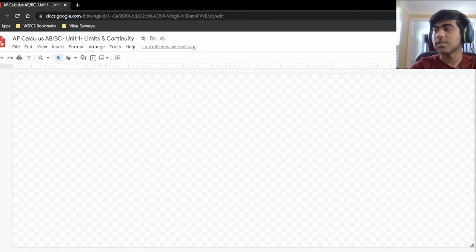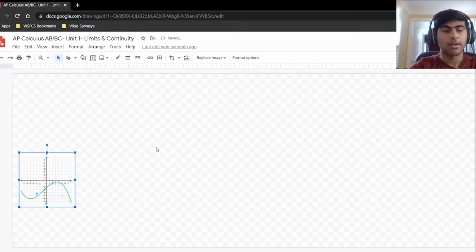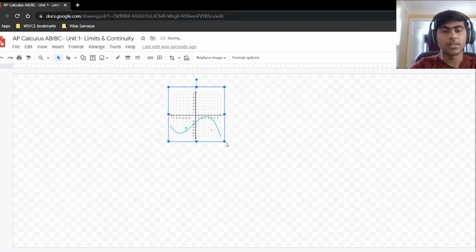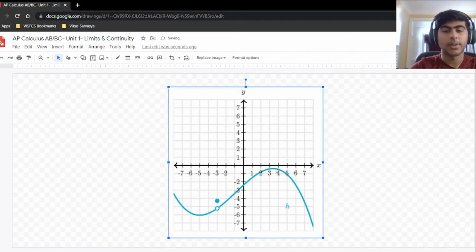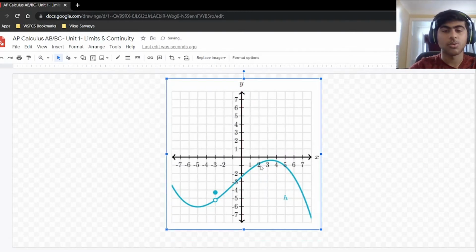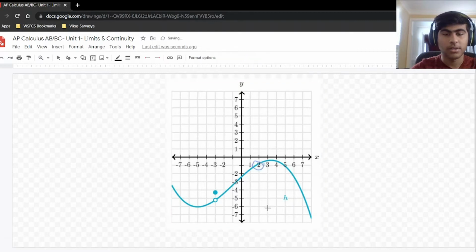Now let's see this with a graph. So we can see in this graph, we can pick any arbitrary point. We can pick, say, x equals 2. And both sides of this graph approach -1. They approach -1 as this graph approaches x equals 2. That's that point right there.